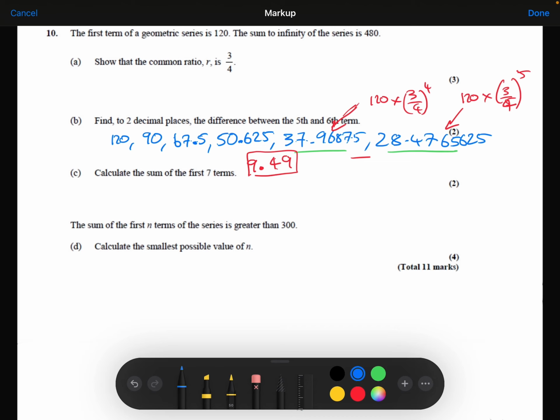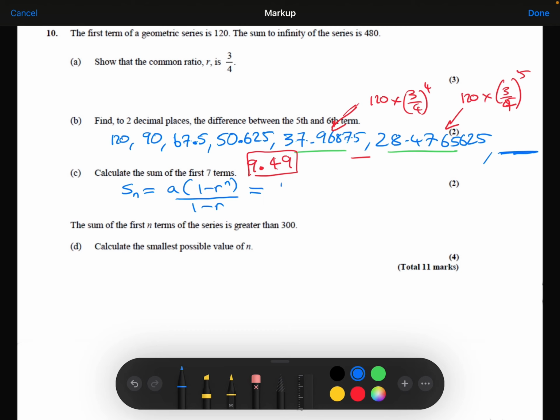Part C, calculate the sum of the first 7 terms. So I could work out the 7th term and then just add all of those numbers together. Or I could use the sum formula, which again you do get given in the formula booklet. The sum of the first n terms of a geometric series is equal to A times 1 minus R to the power n divided by 1 minus R, where A is the first term, R is the common ratio, and n is how many terms you have.